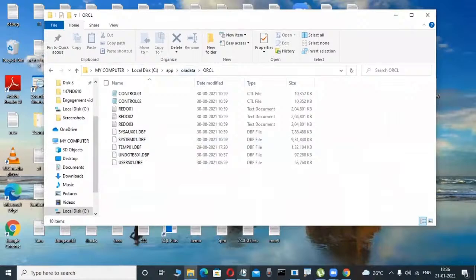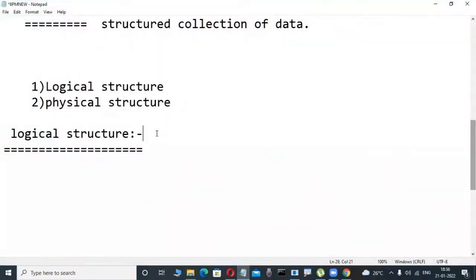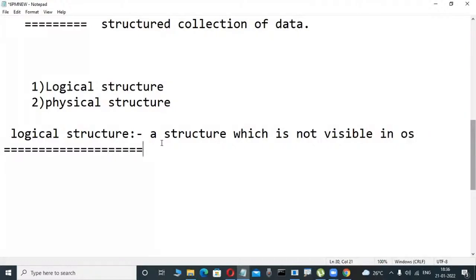That's why, what is a logical structure means, don't write it, a structure, meaning a database structure, don't worry. A structure which is not visible in the operating system, in OS, is called a logical structure, logical structure of the database.